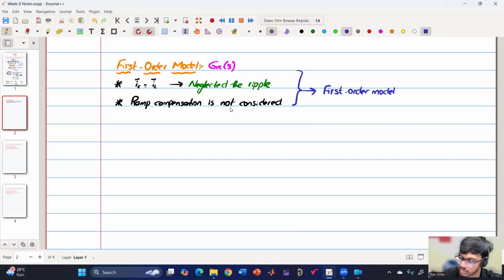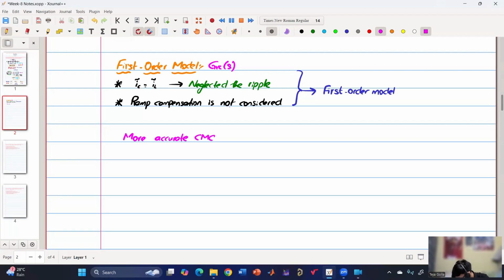So there are two methods in this model. First we'll deal with method one. The topic is the more accurate current mode control model. SSM is small signal model. We are going to consider both the ripple as well as ramp compensation, which we have ignored in the first order model. So first we'll start with method one.